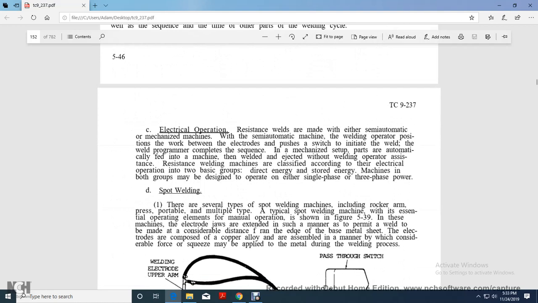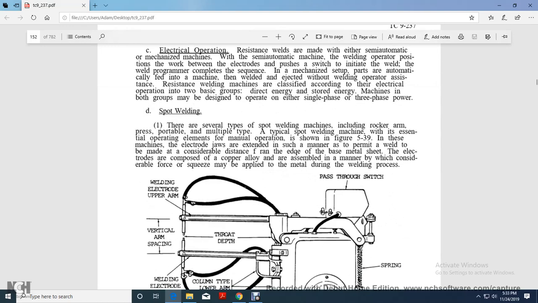Electrical equipment. The electrical operation of resistance welds is made with semi-automatic or mechanized machines. With semi-automatic machines, the operator positions the work between the electrodes and pushes the switch to initiate the weld. The weld program completes the sequence. The mechanized setup has the work automatically fed to the machine, and the weld is ejected without the operator's assistance. Resistance welding machines are classified in accordance with their electrical operation in two basic groups: direct energy and stored energy. Machines of both groups are designed to operate with single-phase or three-phase power.